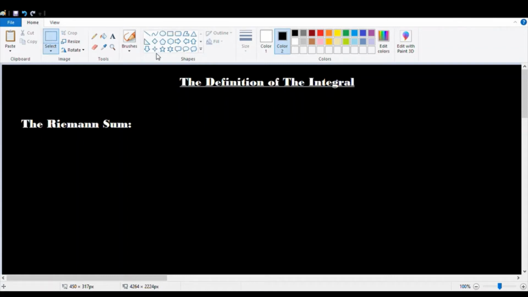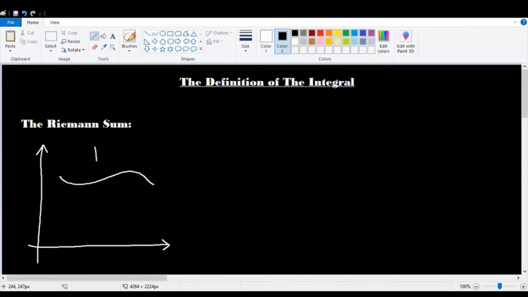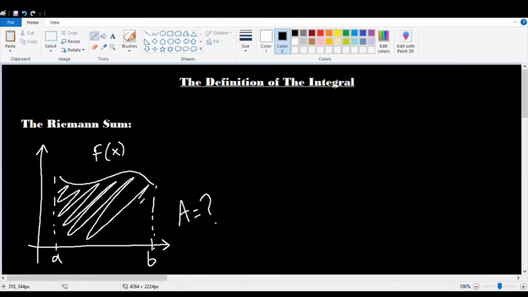Okay, so today what we're going to do is the definition of the integral, or how to calculate the area under a curve using the definition of the integral. As you know, an integral is basically the area between a curve and the x-axis. In this case, it'll be the area beneath this curve and the x-axis, and it has to be defined on an interval to be a definite integral. So let's say a to b, and we want to find this area under the curve.